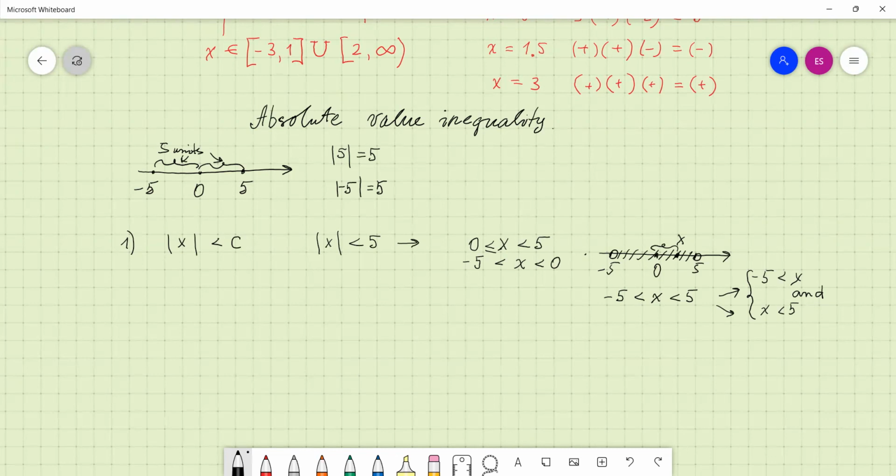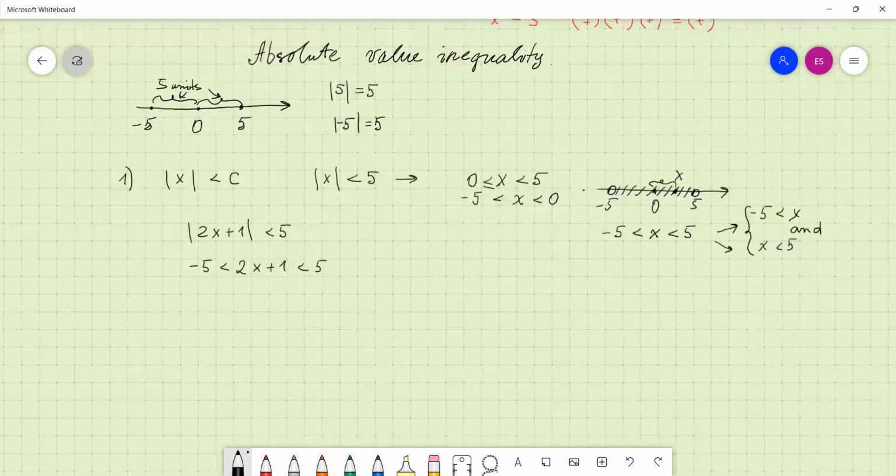Let me show you an example of solving an inequality of this type. For example, the absolute value of 2x plus 1 is less than 5. So how do we solve this inequality? We are going to write down -5 less than 2x plus 1 less than 5, like I did over here, and then just solve it like we were solving double inequalities before.